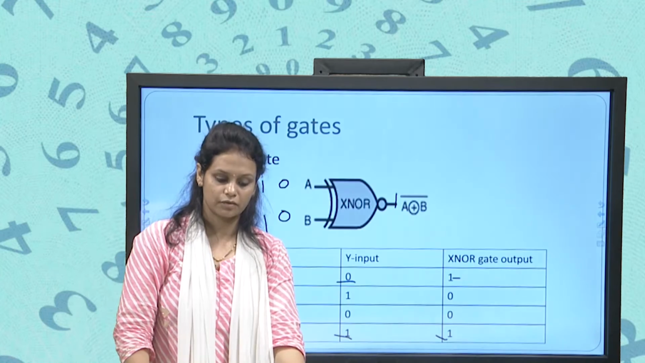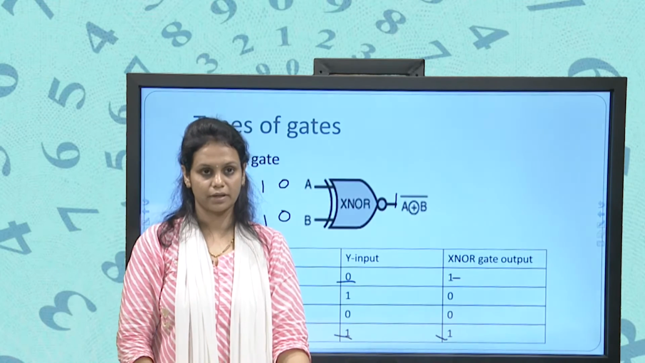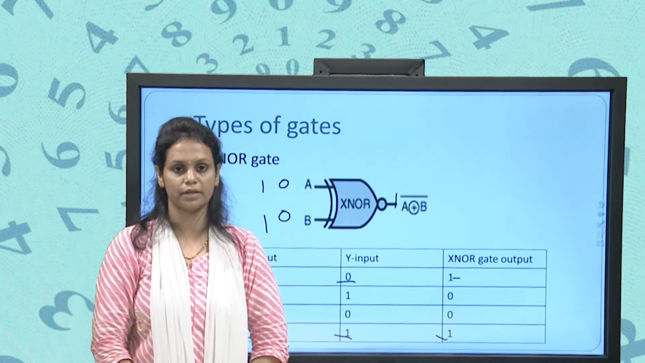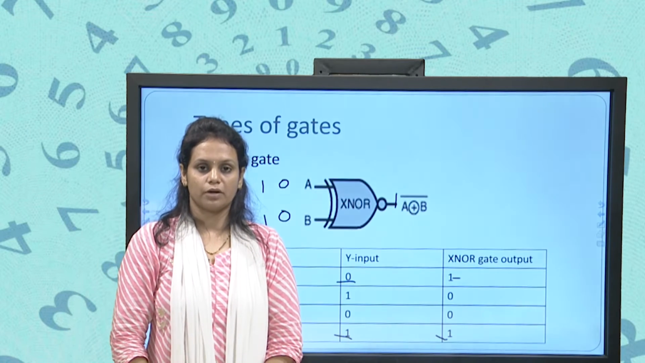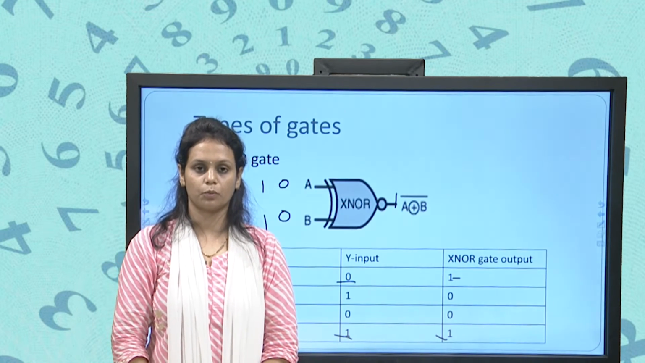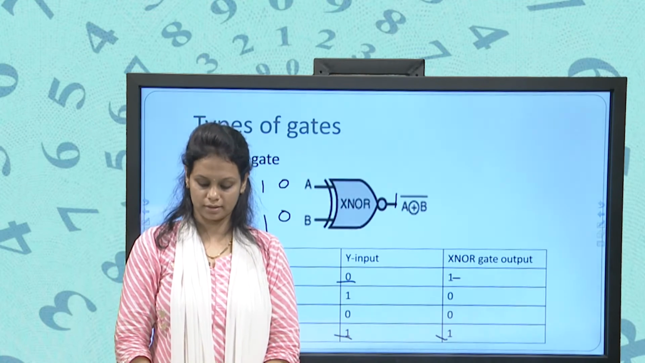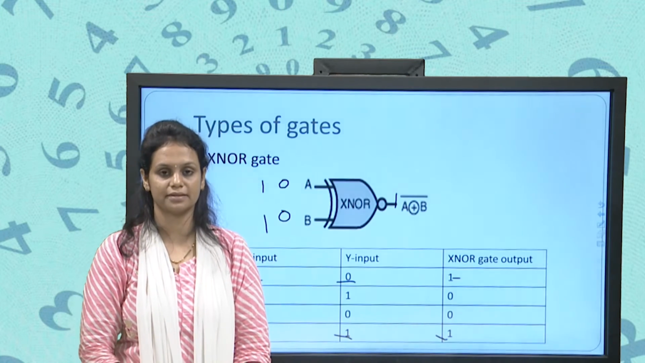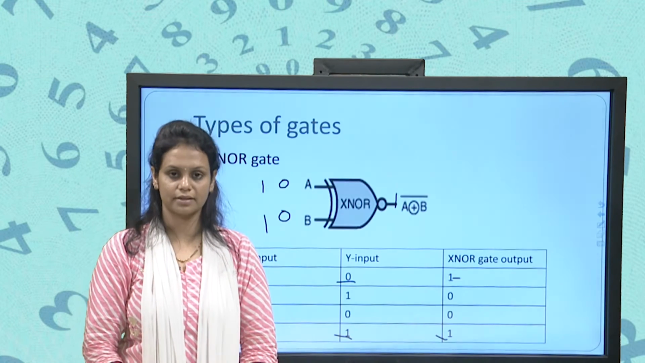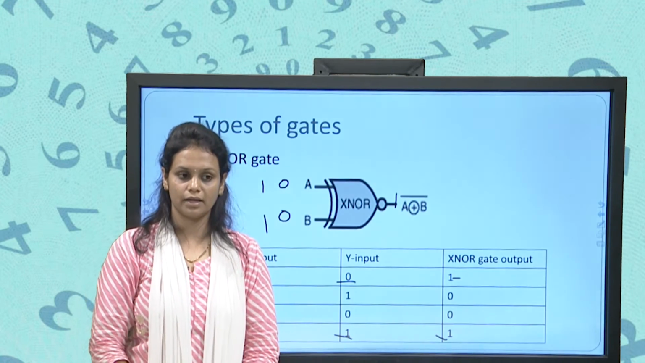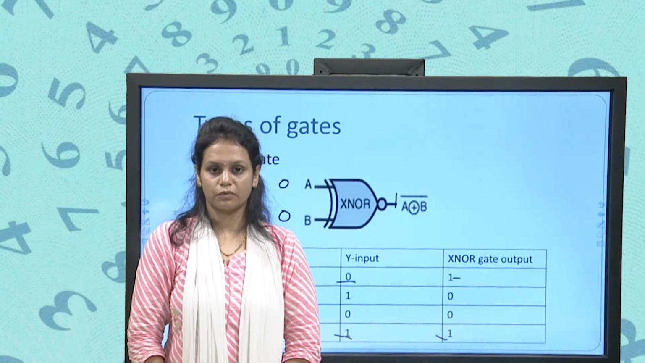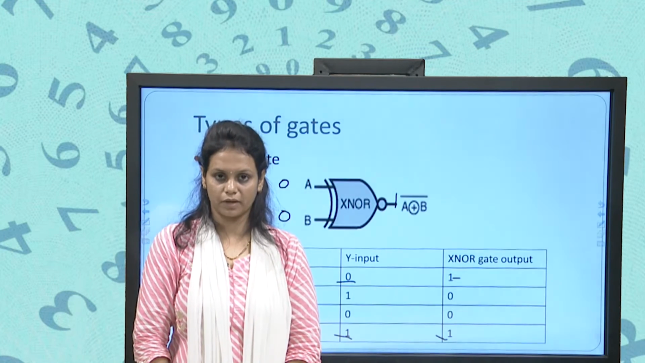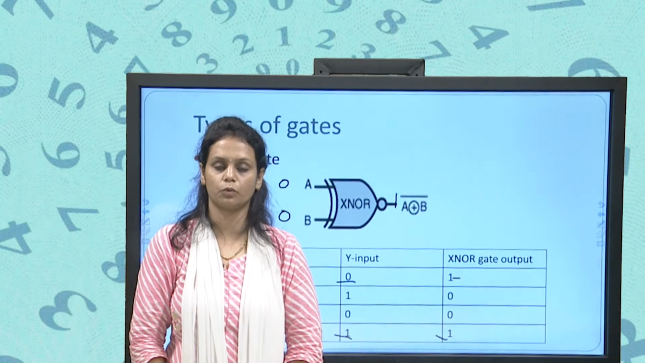I am repeating the lecture. In today's lecture we have seen the different types of gates. First we started with the OR gate. In the OR gate, if at least one input is 1 then the output is 1, otherwise the output is 0. Then we saw the AND gate. In the AND gate, if both inputs are 1 then only the output is 1, otherwise in all cases the output is 0.